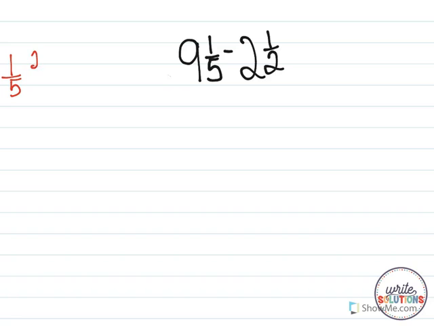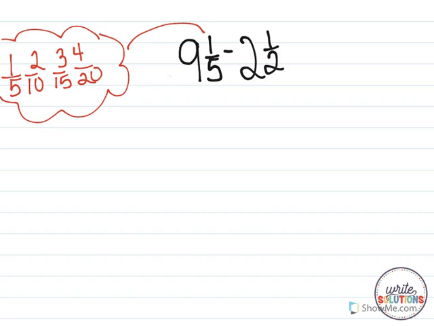So I'm going to count by ones first, and then by fives. So all of these fractions, 1/5, 2/10, 3/15, 4/20, these are all equivalent fractions. So I could use any of those instead of 1/5. Now over here I'm going to look at fractions that are equivalent to 1/2.